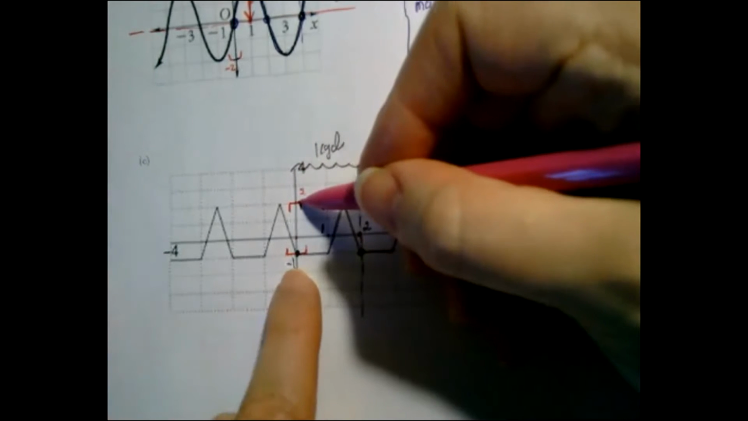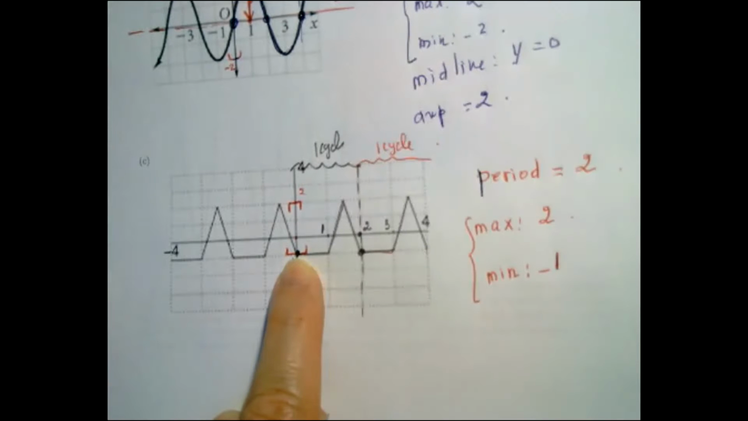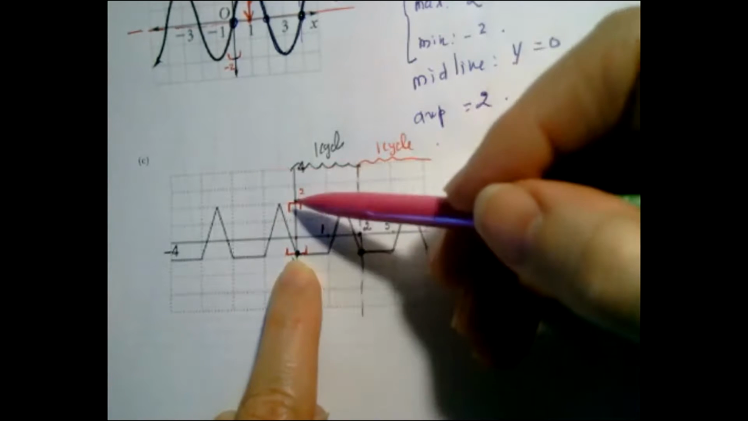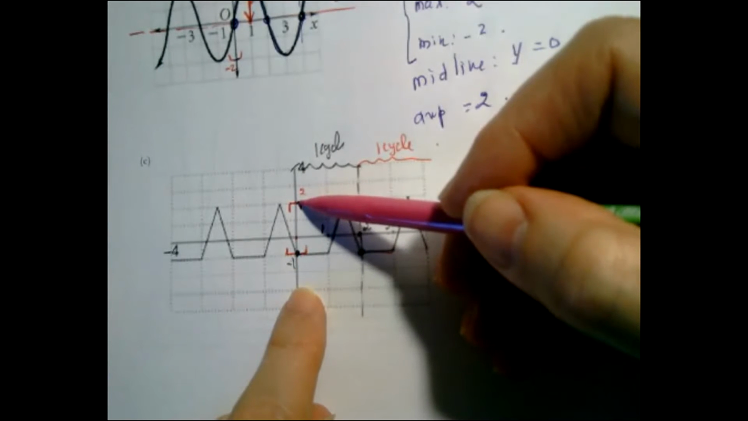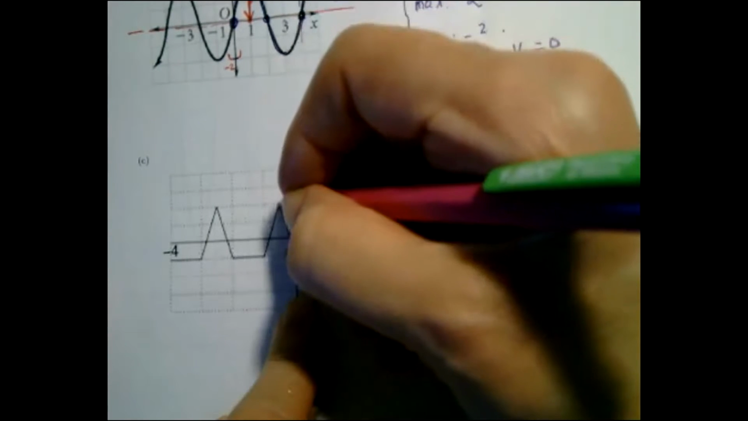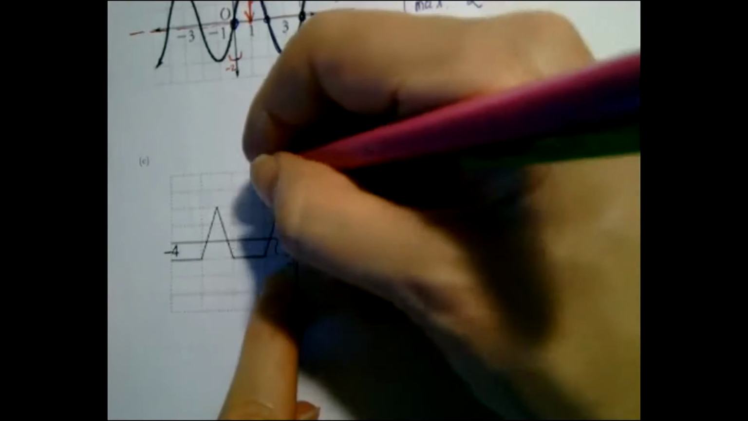The midline is halfway between those 2 points. Now forget a little bit about math if you want. Forget about everything. How much do you have from here to here? How many units do you have between the max and the mean? Just by doing logic, we have 3 units.